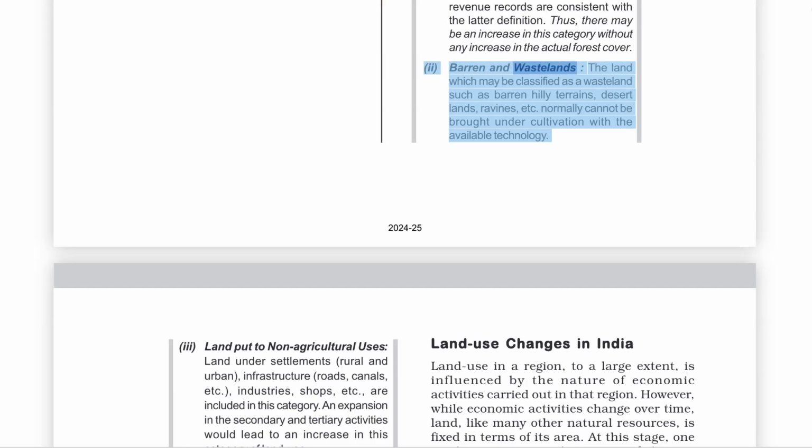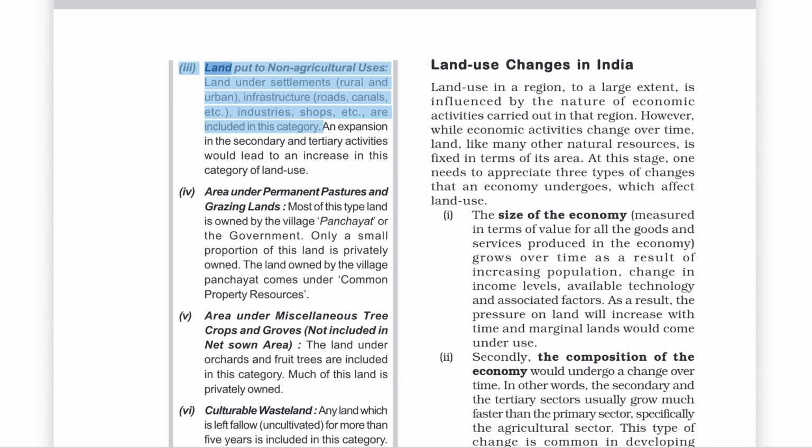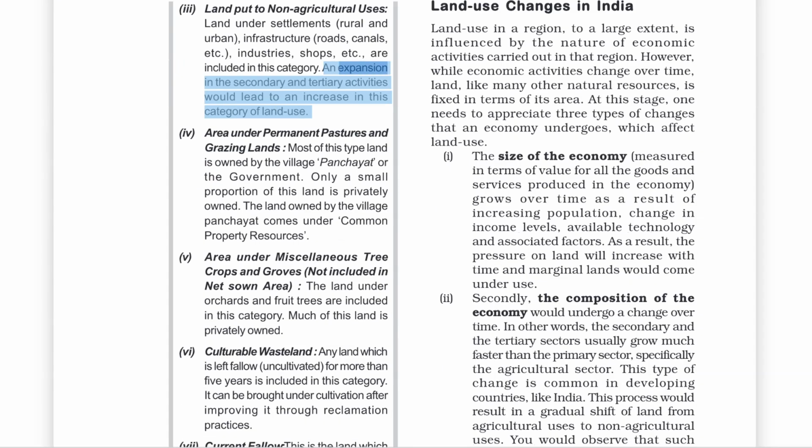2. Barren and wastelands. The land which may be classified as a wasteland such as barren hilly terrains, desert lands, ravines, etc. normally cannot be brought under cultivation with the available technology. 3. Land put to non-agricultural uses. Land under settlements, rural and urban, infrastructure, roads, canals, etc., industries, shops, etc. are included in this category. An expansion in the secondary and tertiary activities would lead to an increase in this category of land use.